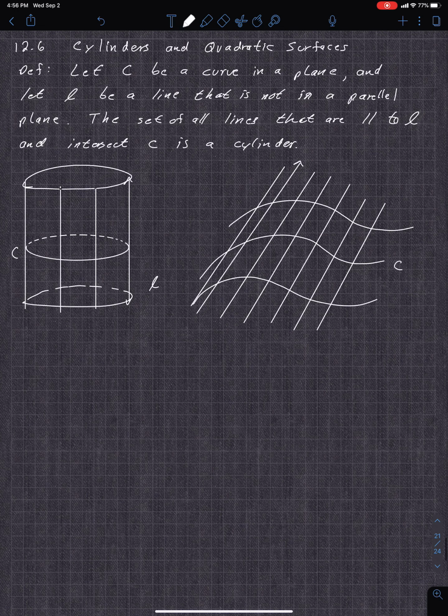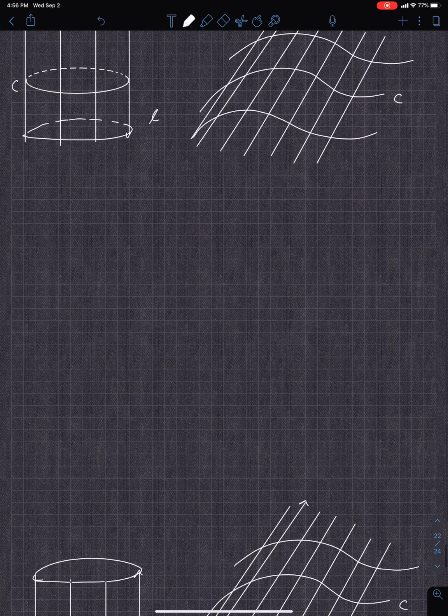Let's do some more definitions on that. So let's get into sketching different cylinders in the general case of a cylinder. So sketch the graph of x squared over 4 plus y squared over 9 equal to 1 in 3D or R3.